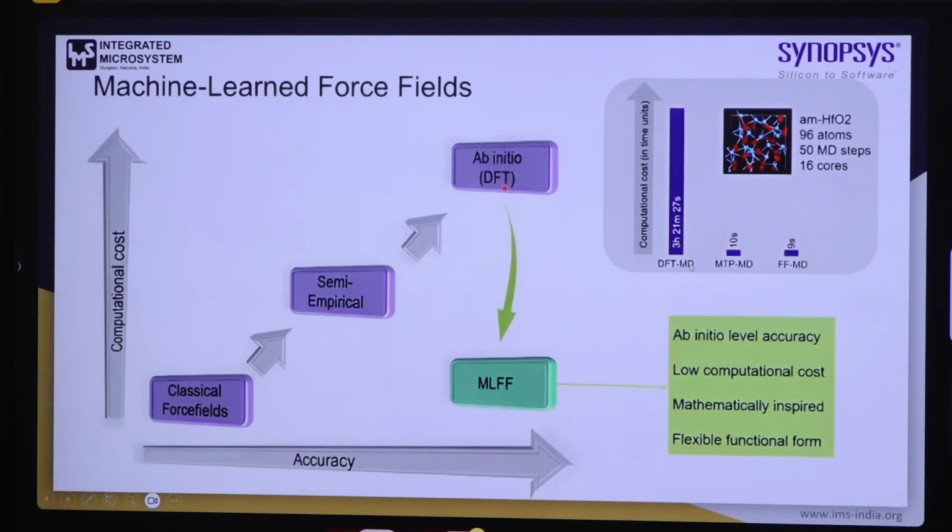So at 16 core, by using the density functional theory and molecular dynamics, you can see it has taken 3 hours 21 minutes and 27 seconds. And by this MTP, which is a part of machine learning technique called moment tensor potential, it has taken 10 seconds, and by the classical force field, it has taken 9 seconds. So this machine learning force field will provide accuracy comparable to density functional theory, with a low computational cost similar to the classical force field.